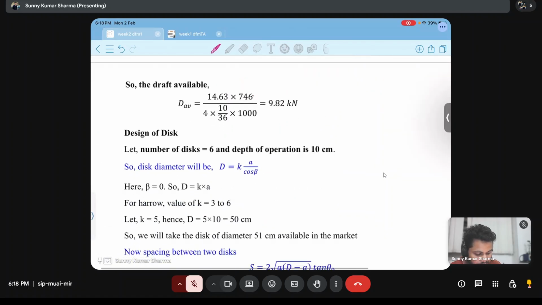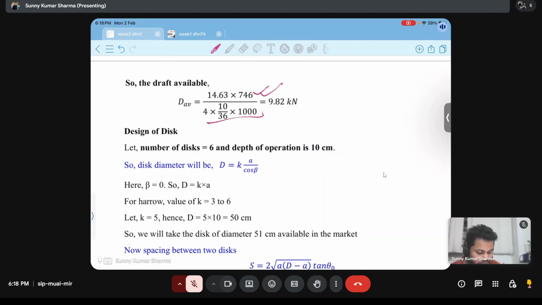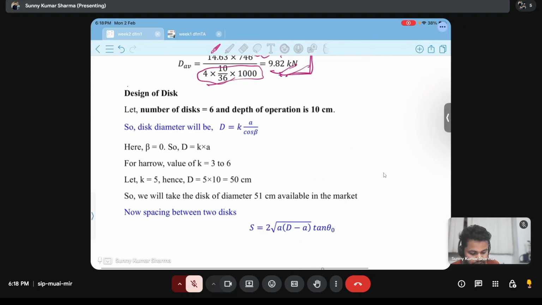So this is the drawbar power and this is our speed. So this is our draft available for carrying out the design. This is our design draft. Now from here we will design the disc. First, disc diameter we will calculate.